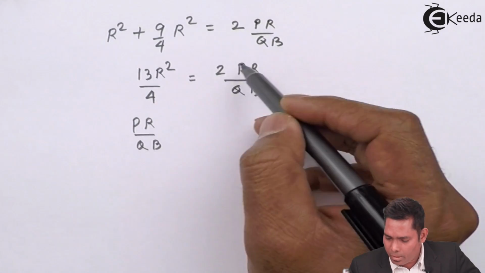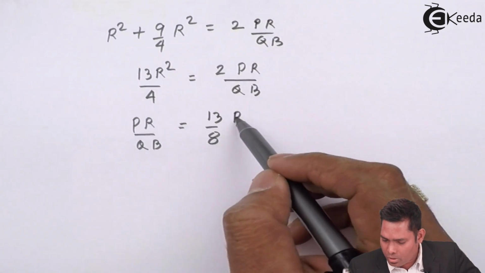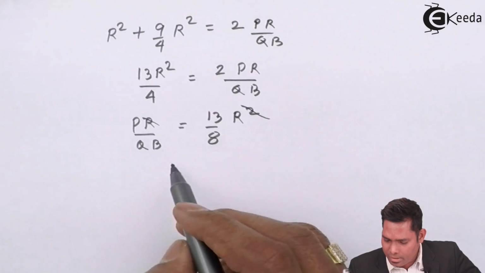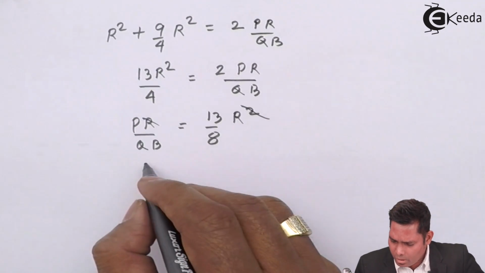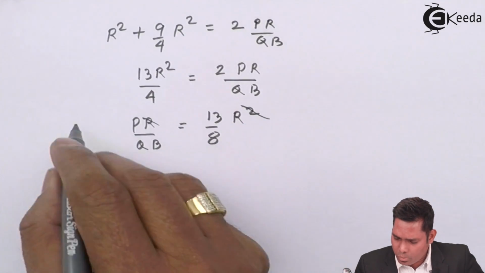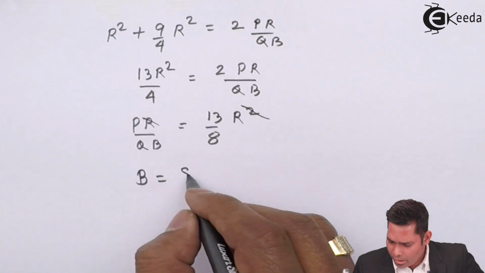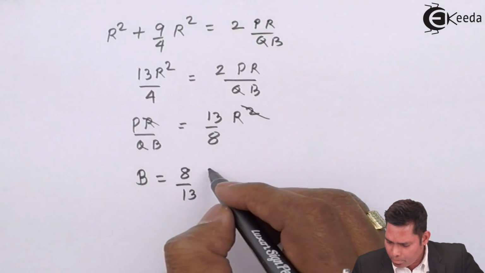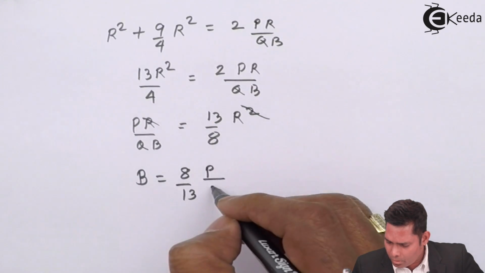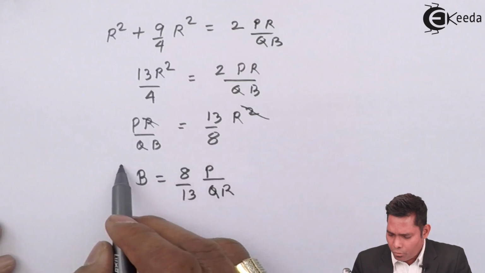This expression will remain. This 2 is brought down, so this is 13 upon 8 r square. One r will cancel, and we are interested in b, so b goes to that side and this factor goes to this side. So b becomes 8 upon 13 p upon qr. This is the expression for b.